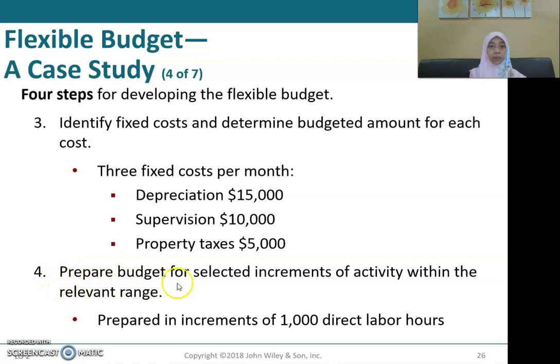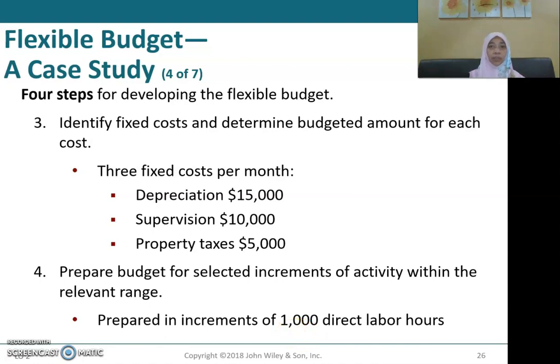The final step will be to prepare the budget for the selected increments of activity within the relevant range, and in this case the question asks you to prepare for every 1,000 increment. What does it mean? The question asks you to prepare from the 8,000 level of activity on a monthly basis. That means 8,000 direct labor hours per month. Then you do it in increments of 1,000. So from 8,000, that will be 9,000, and then 10,000, and then another 1,000 will be 11,000, and another 1,000 will be 12,000.